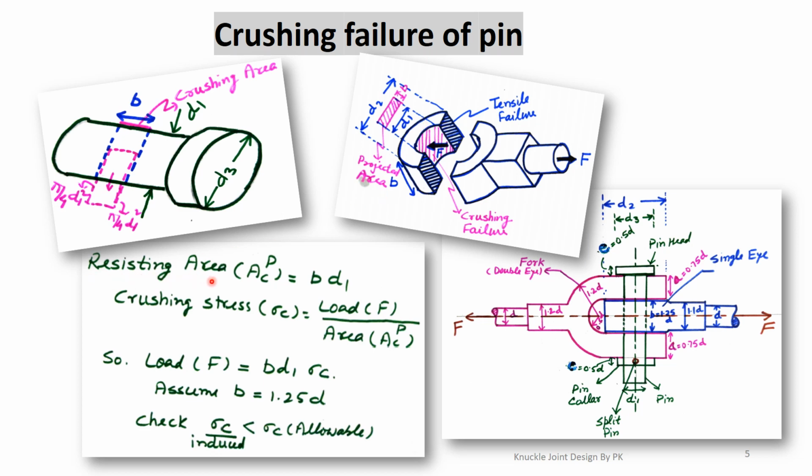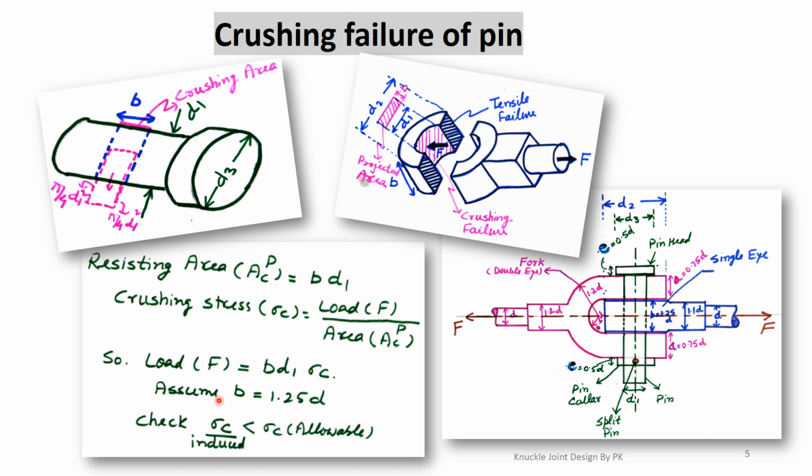So the resisting area which is failing in crushing is ACP. C means crushing failure and P means pin, that is B into D1. So this is the resisting area. The crushing stress sigma C, we know, is load divided by crushing area ACP. So the load is equal to the crushing stress into crushing area, where crushing area is B D1 and the stress is sigma C.